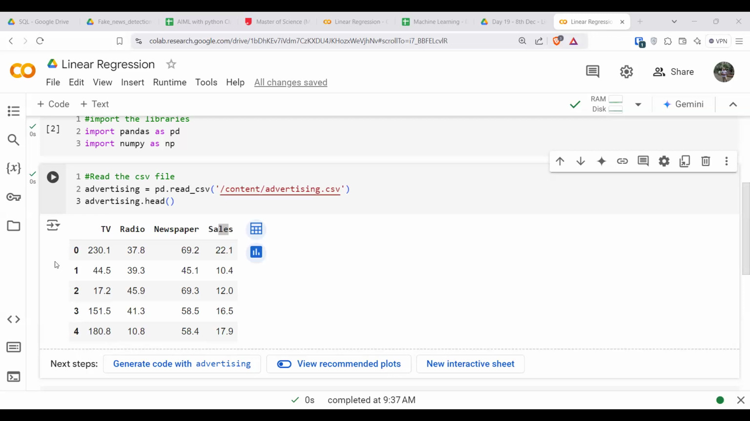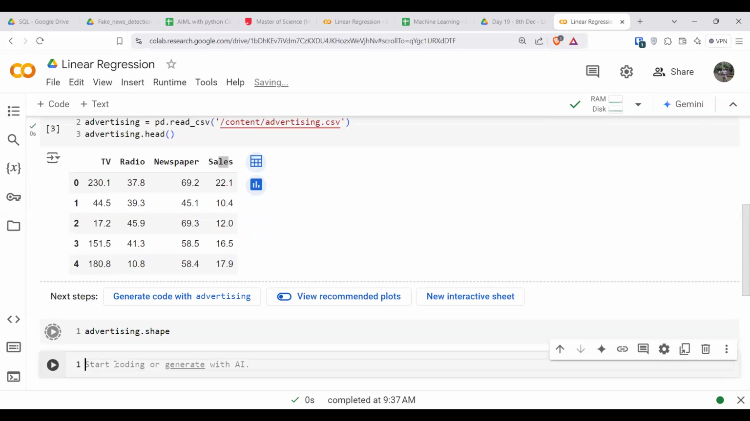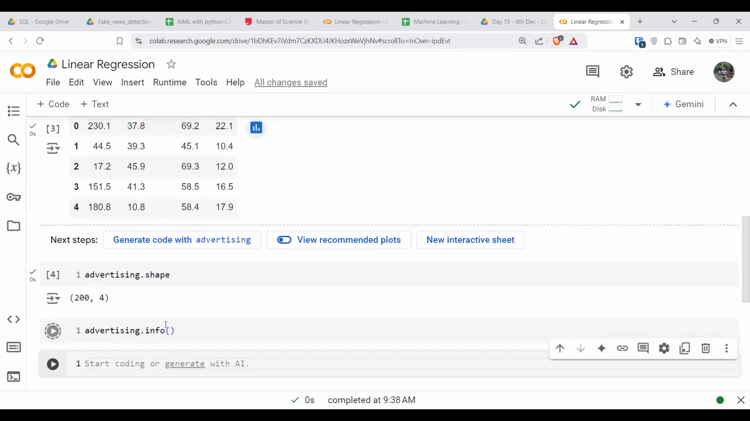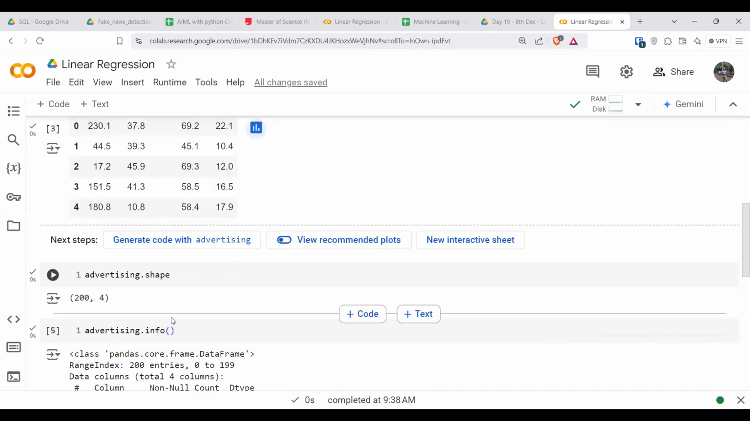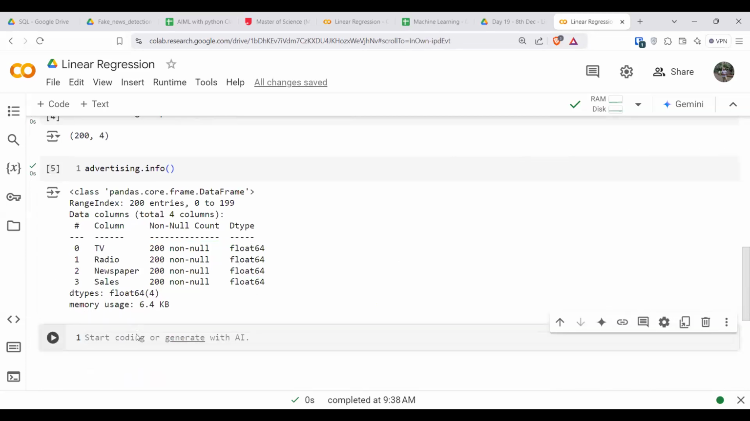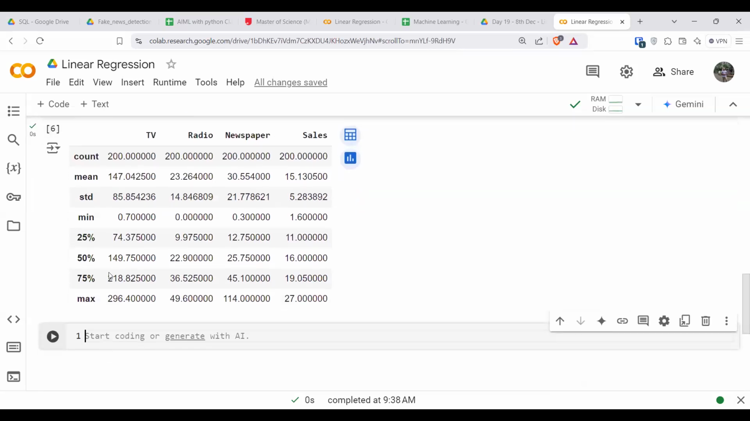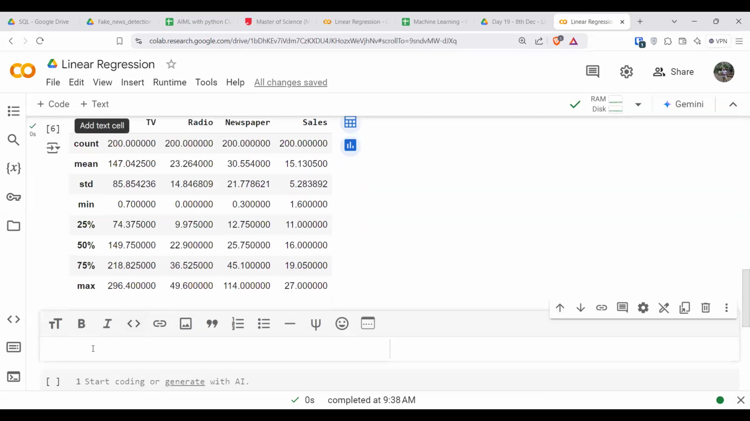Before that, we can check the shape of the data, which is advertising.shape. We can check information of the data by using the info function to check if we have any null values in the data or not. We do not have null values, right? And we'll check descriptive statistics of the data.